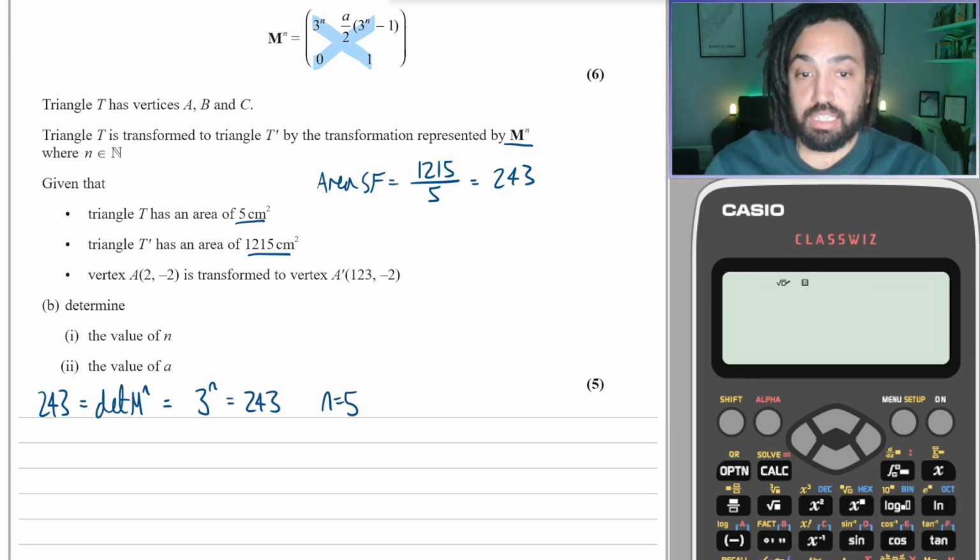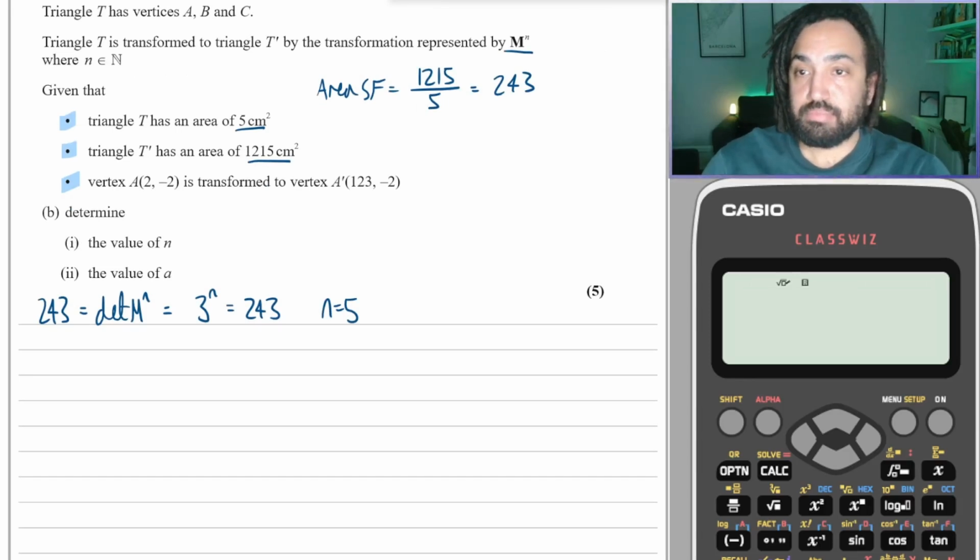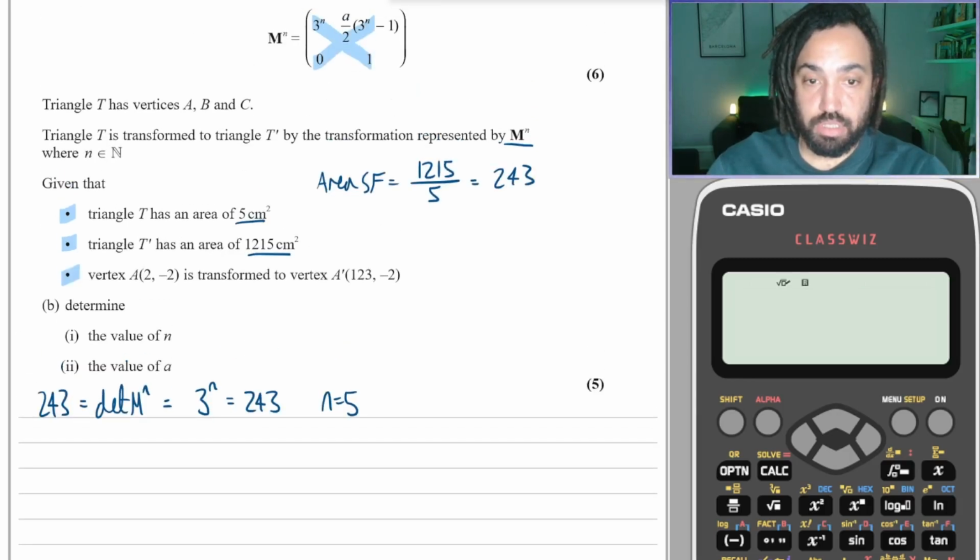Great, that's n done, and now Edexcel are really quite nice when they give information. We've used both of these bullet points, so what are we going to be doing next? We're going to use this bullet point. So I know that the matrix, when used on the point A, is going to give me this new point. So if I do the matrix, which is 3^n, which we now know is 3^5, which we now know is 243.